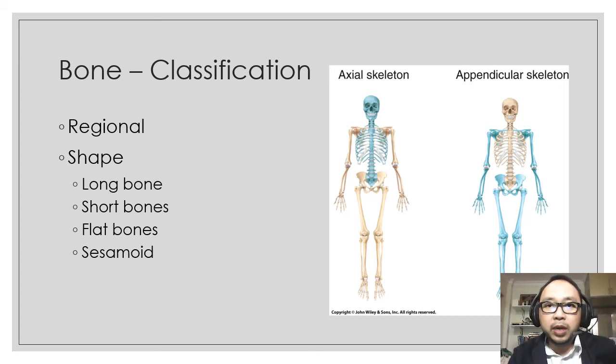So long bones are found in the limbs: the humerus, femur, metacarpals, metatarsals, and phalanges. Even if they don't seem to be that long, they're also classified as long bones. They're called long bones because their length is basically greater than their width, and they have a tubular shaft, the diaphysis, and usually an epiphysis at each end.